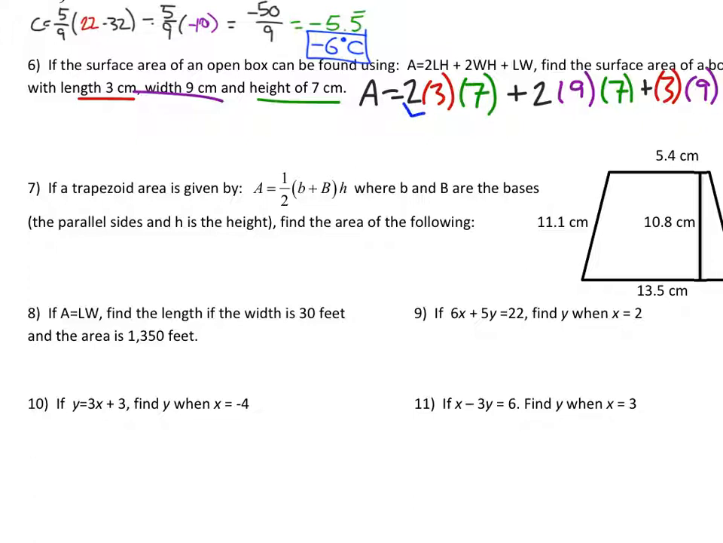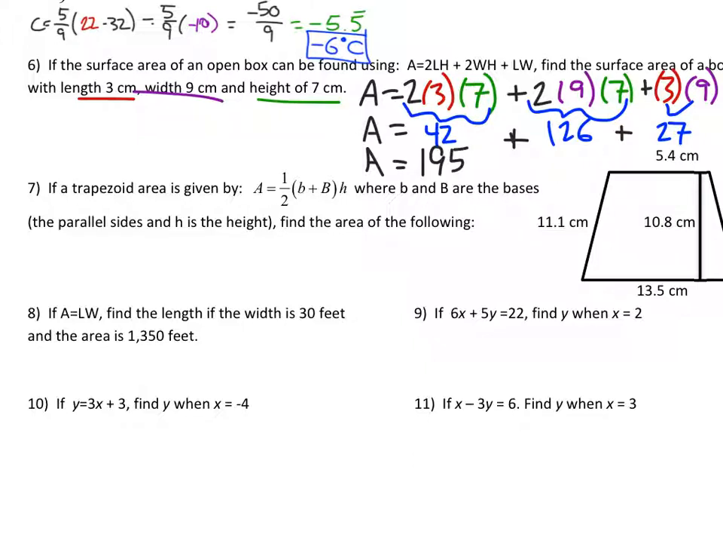So 2 times 3 times 7, that should be 42. And then 2 times 9 times 7, I better double check on that one, 126. And then 3 times 9 is 27. So we just need to add these together. And the surface area of that box, 126 plus 42 plus 27, 195. And those were in centimeters, so we could say square centimeters.